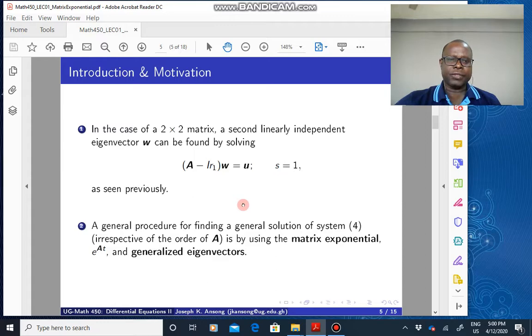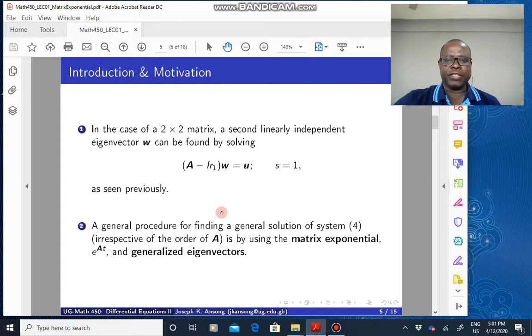All right, so it's all nice and fine when your matrix is a 2 by 2 matrix. But we are moving to the realm where A is not just a 2 by 2 matrix, but any n by n matrix. If you have repeated eigenvalues, how do you deal with that?